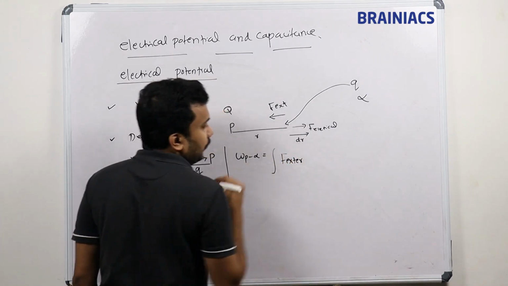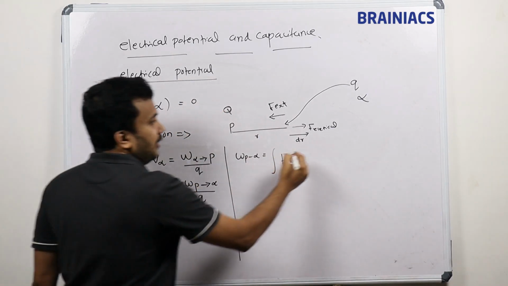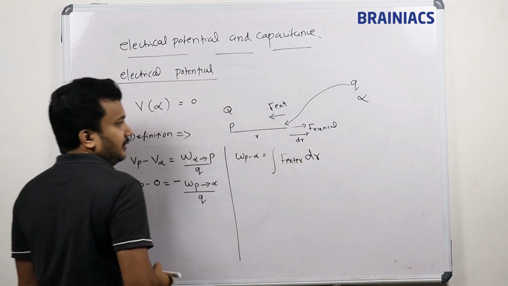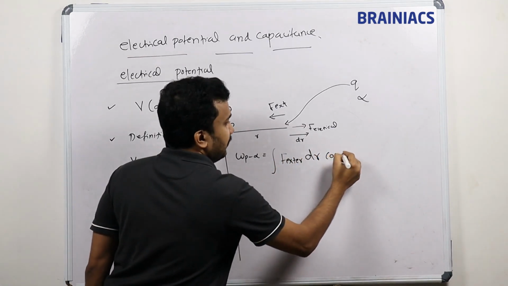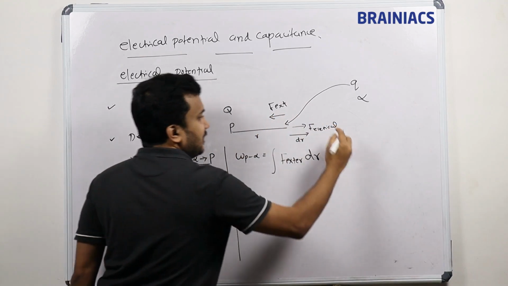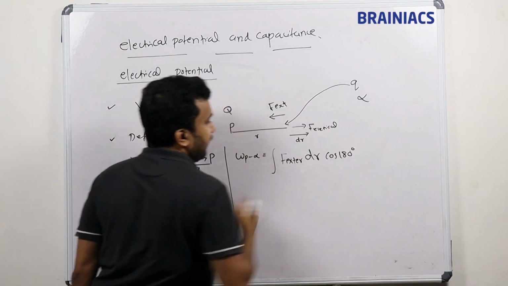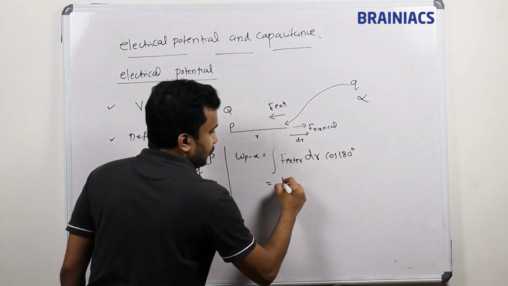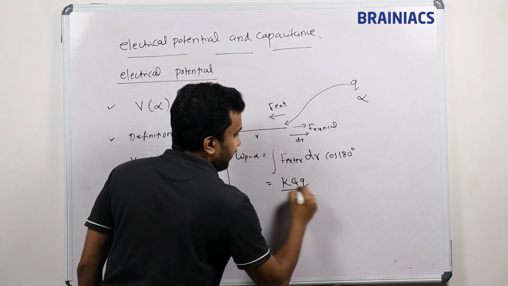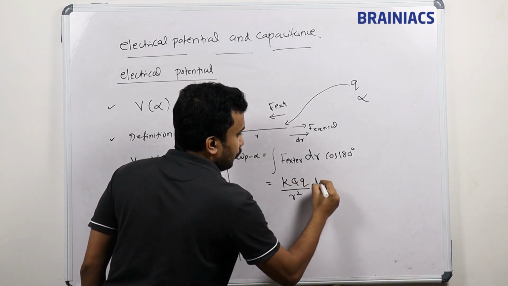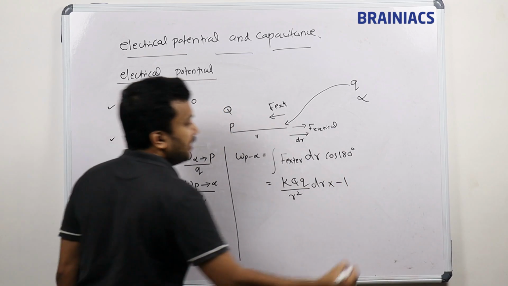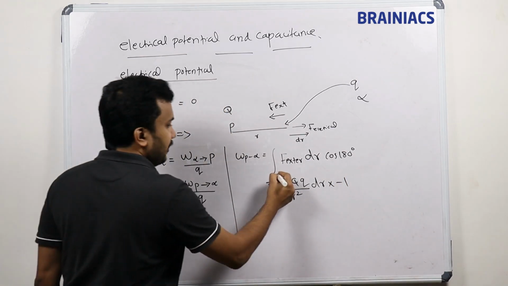Okay, external force into distance into cos of the angle between them. The external force is like this, dr is like this, so the angle is cos 180 degrees. What is the external force? K into Q q divided by R square into dr into cos 180, which is minus 1. We are doing the integration.